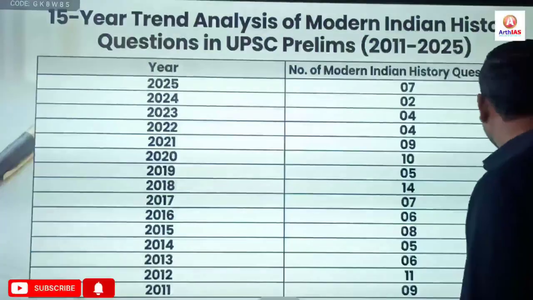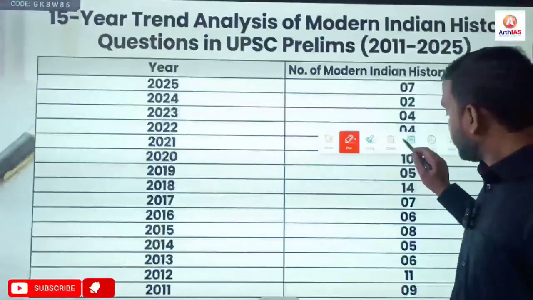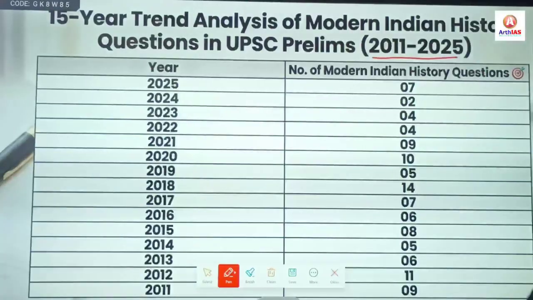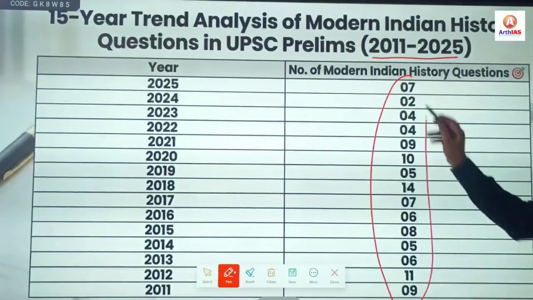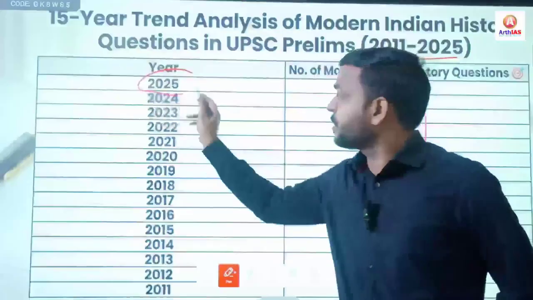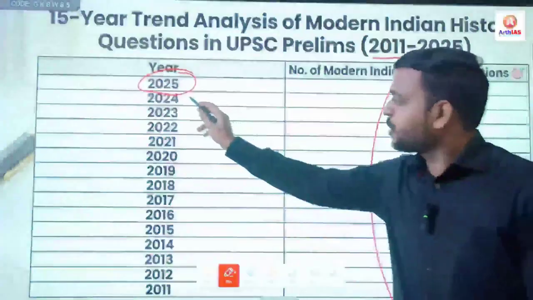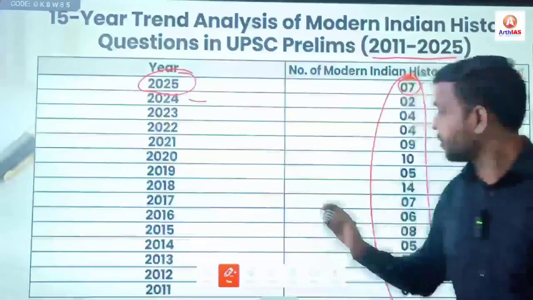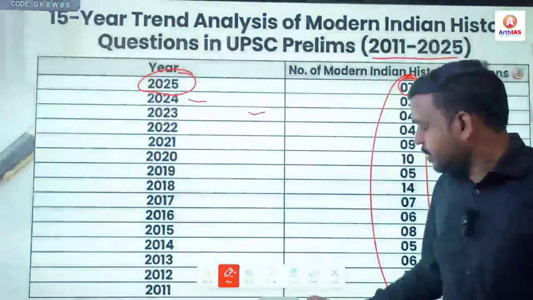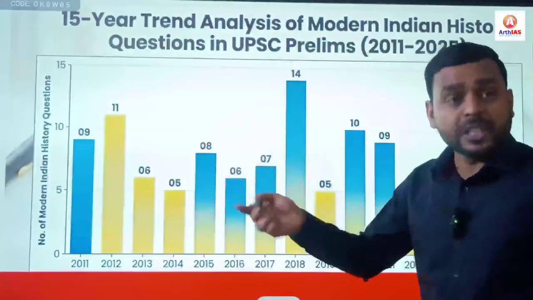First, see the weightage of modern Indian history every year. You can see that in the last 15 years, from 2011 to 2025, this is the number of questions that have been asked. For example, in 2025, last year, there were 7 questions from modern Indian history only. In 2024, very few questions, only 2. In 2023, 4 questions. See this in the bar graph format, it will make you understand better.